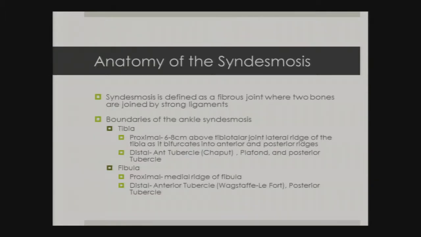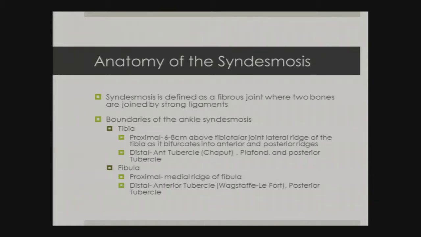So moving on to the relevant anatomy of the syndesmosis, the syndesmotic ligaments, there are 4 of them. The syndesmosis is defined as a fibrous joint where 2 bones are joined by these strong ligaments. Talking about the boundaries of the syndesmosis, starting with the tibia, the proximal-most extent is the lateral ridge of the tibia, or the interosseous ridge, which extends down distally towards the ankle joint. At about 8 centimeters above the ankle joint, it bifurcates into an anterior and a posterior ridge.